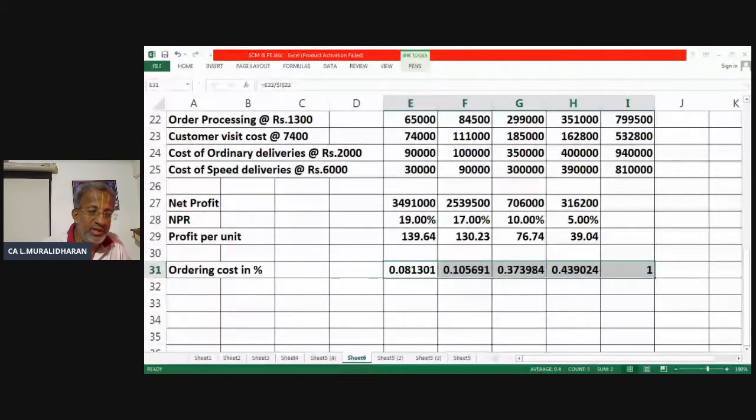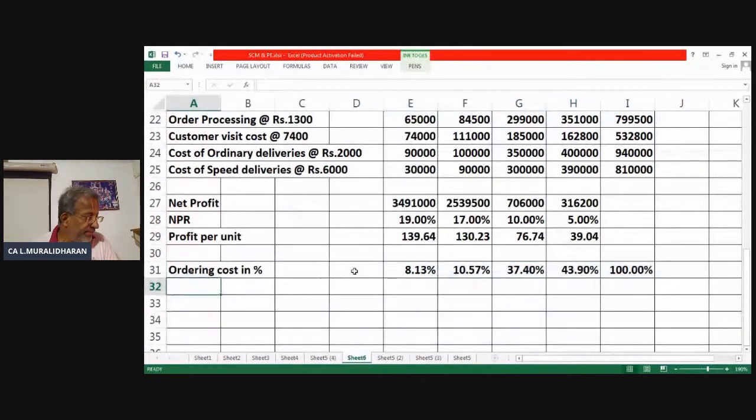In percentage you express. Next item, ordering cost. Customer visit cost in percentage. This is 74,000, which shall be divided by this one.